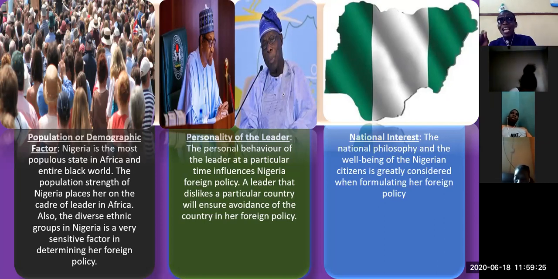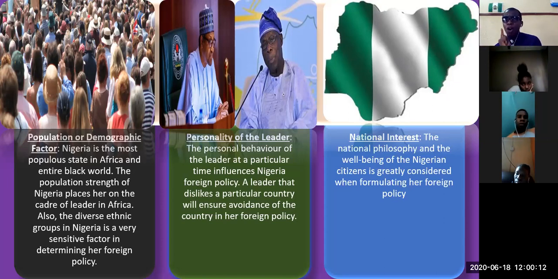For instance, the colonial relationship Nigeria had with Britain also influenced Nigeria's foreign policy. Don't forget, Britain colonized Nigeria. And that relationship still exists on the ground that Nigeria is a member of the Commonwealth of Nations. The Commonwealth of Nations is an association of all former colonies of Britain. The fact that Nigeria is a member of the Commonwealth and was colonized by Britain influences the foreign policy Nigeria embarks upon.